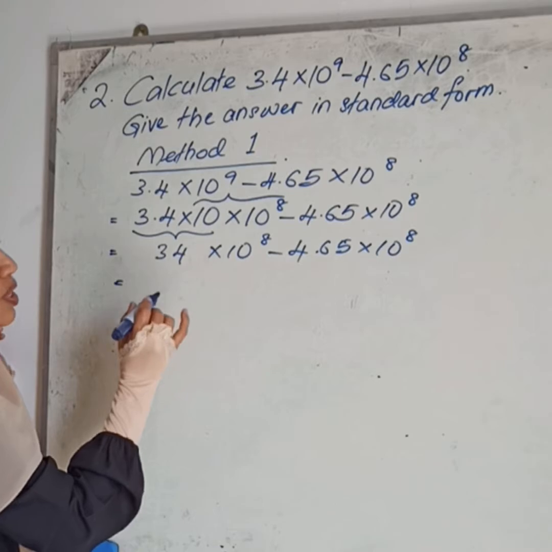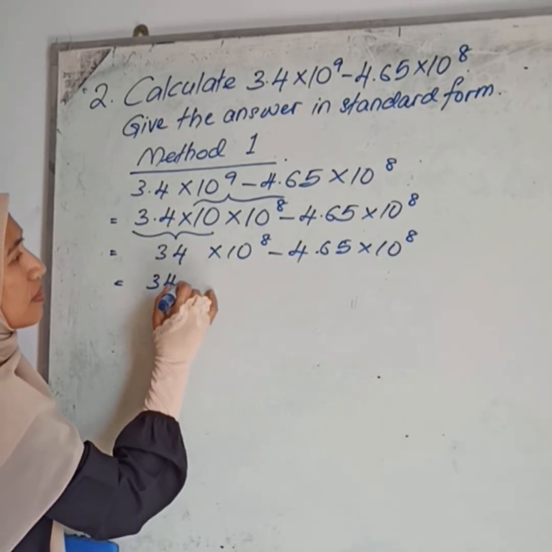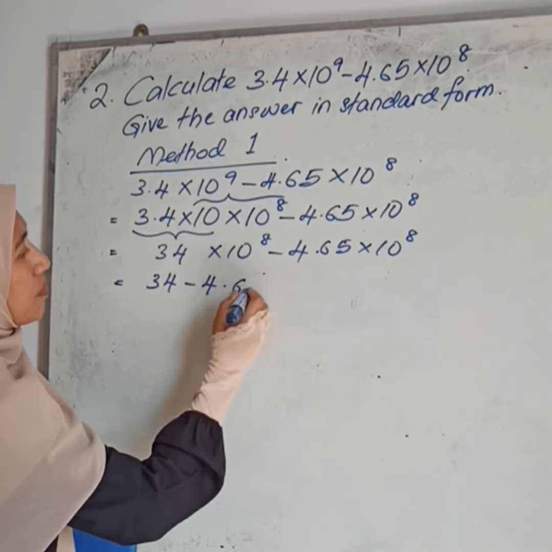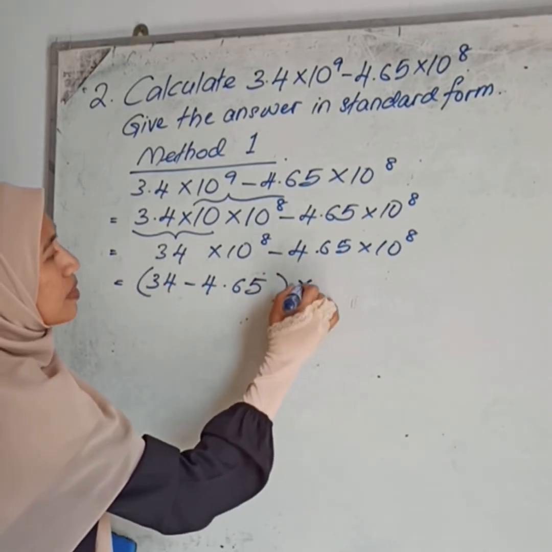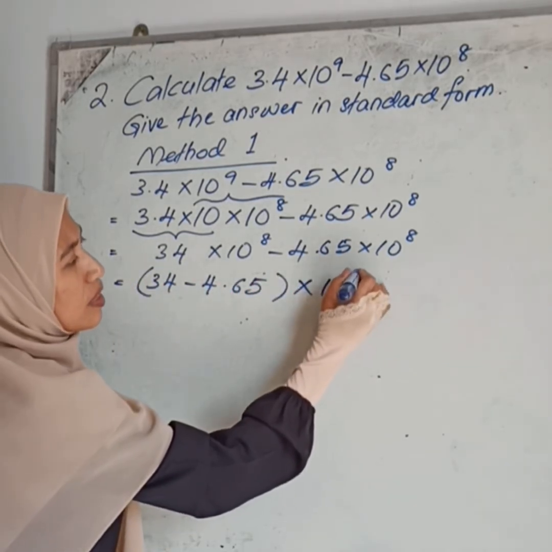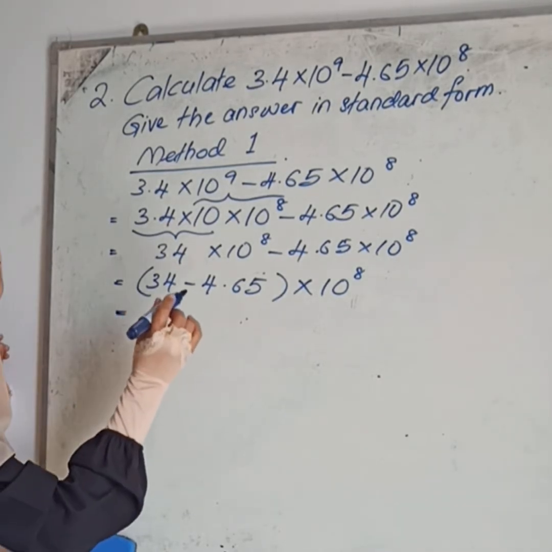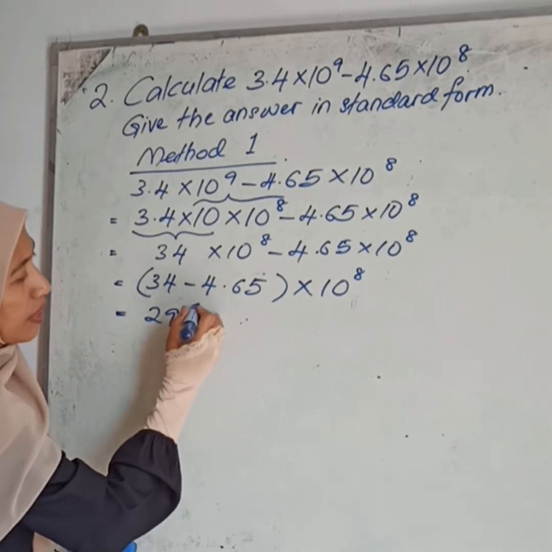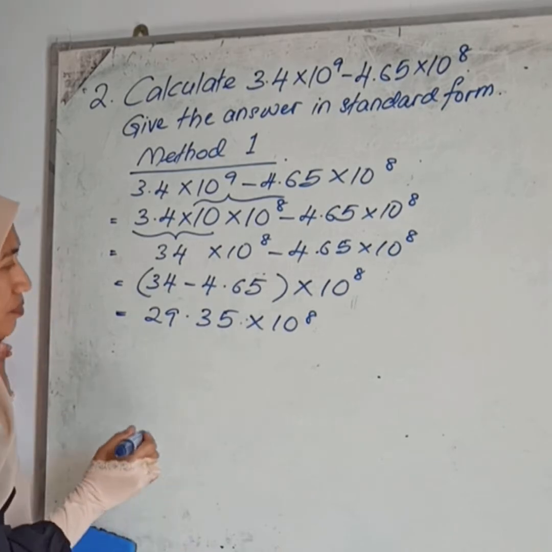Okay, now we can subtract 4.65, with common factor 10 to the power of 8. So simplify this, we will get 29.35 times 10 to the power of 8.